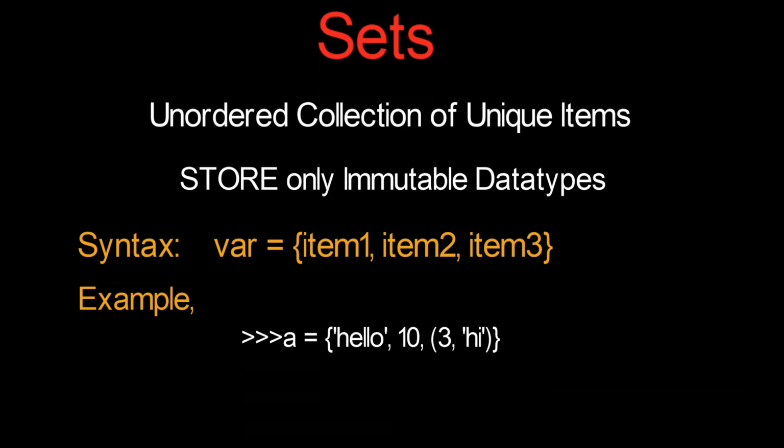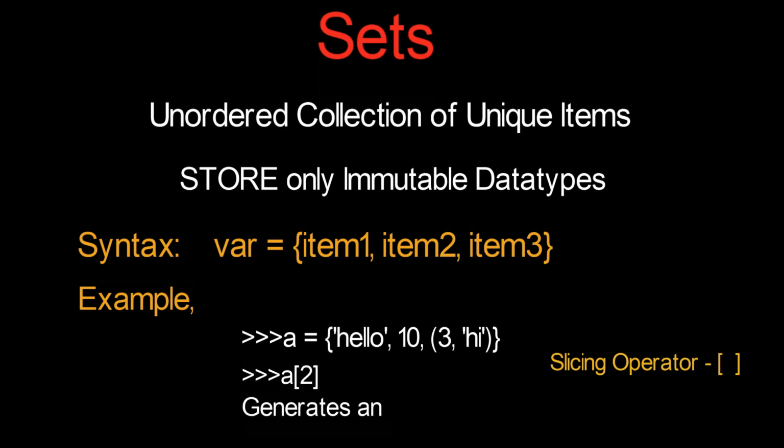Since sets represent an unordered collection, indexing has no meaning, which means we cannot index the values like 0, 1, 2. We cannot assign those, and the slicing operator, which is square brackets like a[2], will generate an error. Sets are also mutable, and they are mostly used to perform various set operations like union, intersection, etc.